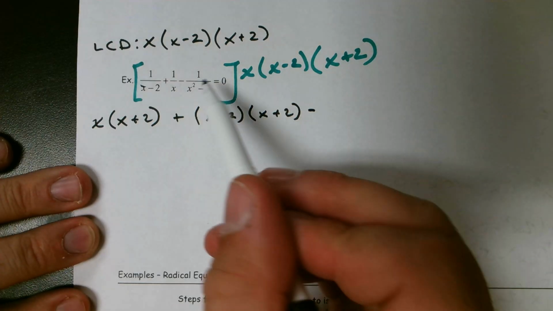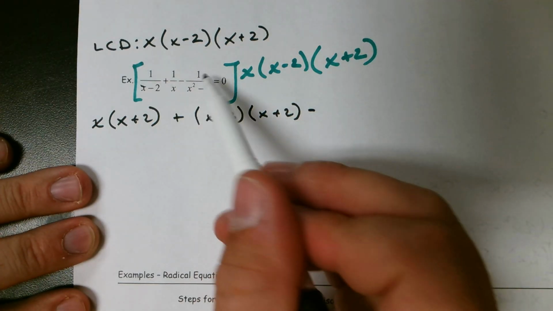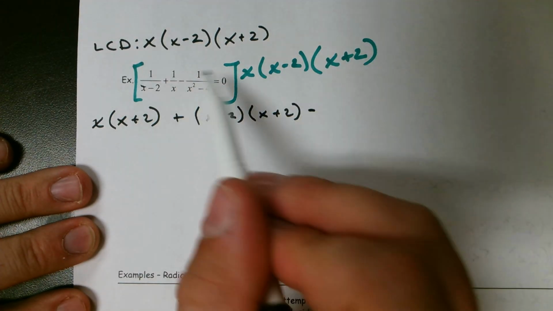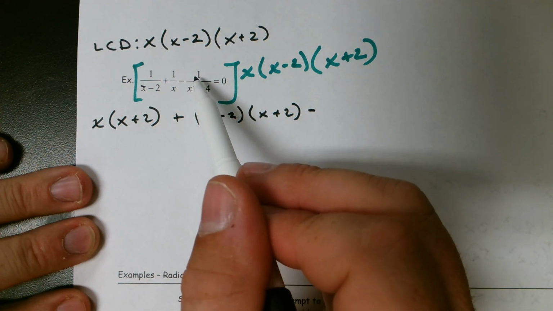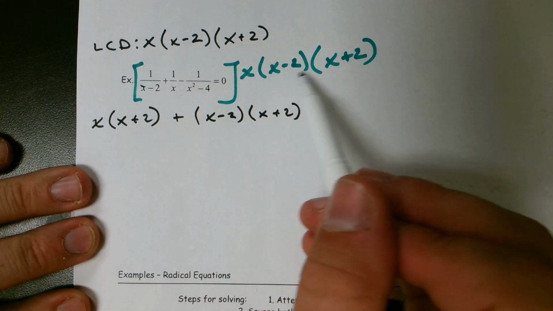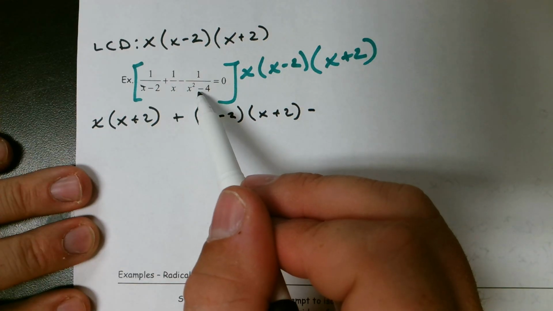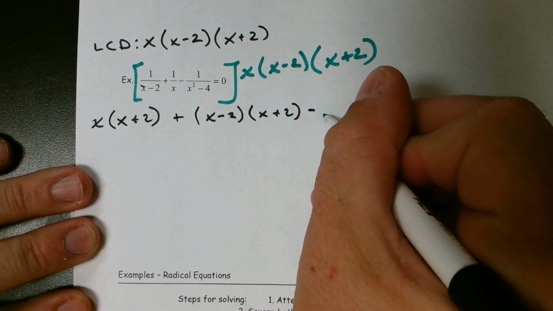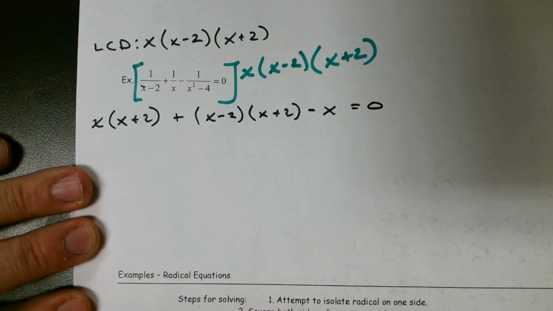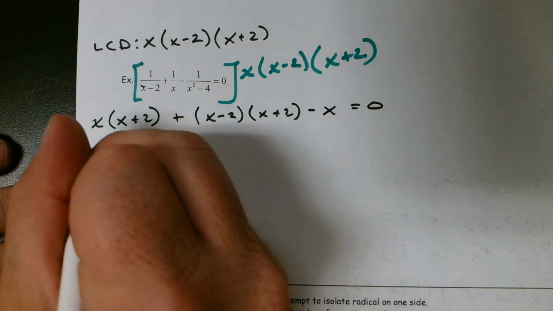And lastly, if we look at this last little fraction here, if we put this whole thing on top, the x plus 2 and x minus 2 are going to cancel out with the x plus 2 and x minus 2 on the bottom, and leave us with just an x. So you see it looks a lot more friendly to solve. Now it's just a matter of simplifying.